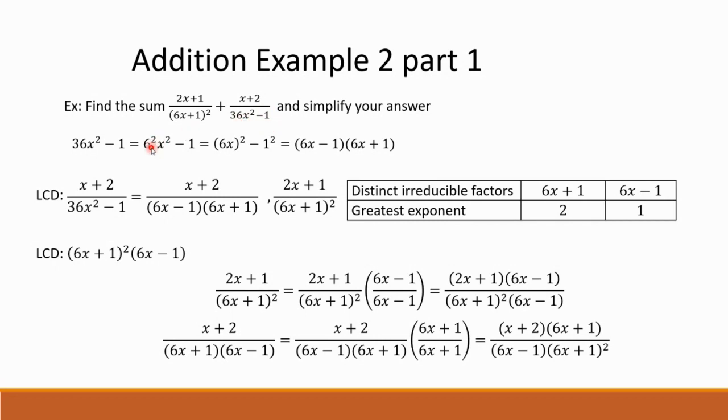36, as you can see here, is 6 squared. 1 is 1 squared. Okay, so in other words here, let me show you. 36x squared, okay? 6 squared times x squared, minus 1. But we can rewrite this here as 6x squared, and 1, of course, is 1 squared, so we have a difference of 2 squares. And that's how we go from here to here.